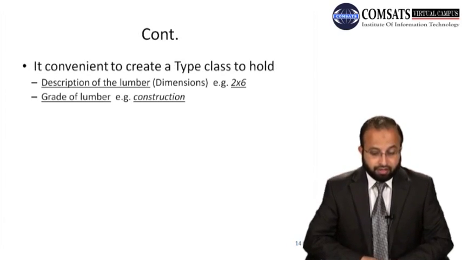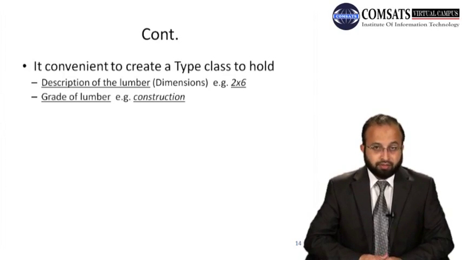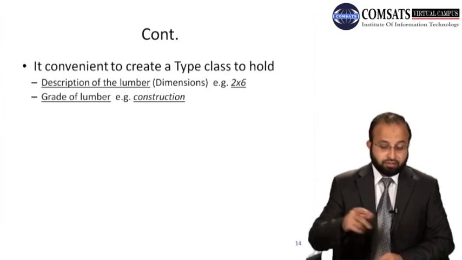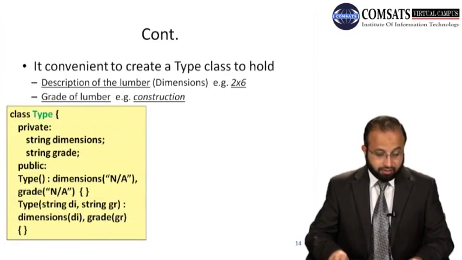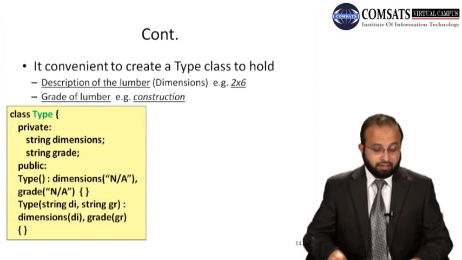So it is convenient to create a class type. It would hold the description of the lumber, that is the dimension, that is 2 multiplied by 6, the dimensions of a cross section of a lumber, 2 inches and 6 inches, and then the grade of the lumber. For example, if it is a construction grade lumber, we write construction with it, right? Type is the name of the class. It has 2 strings, dimension and grade.